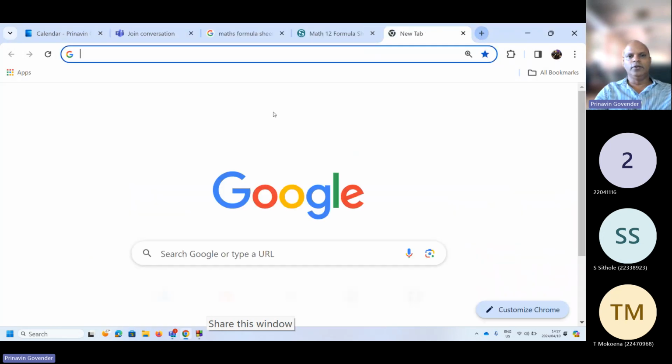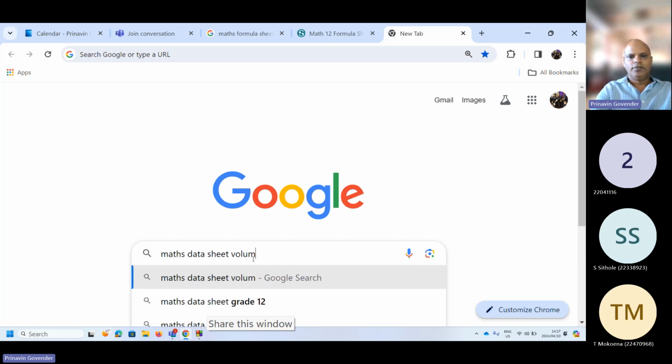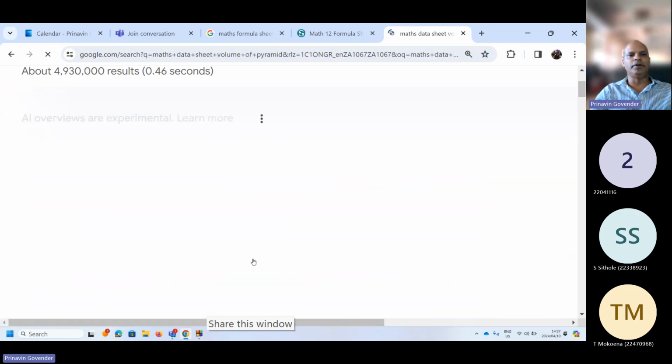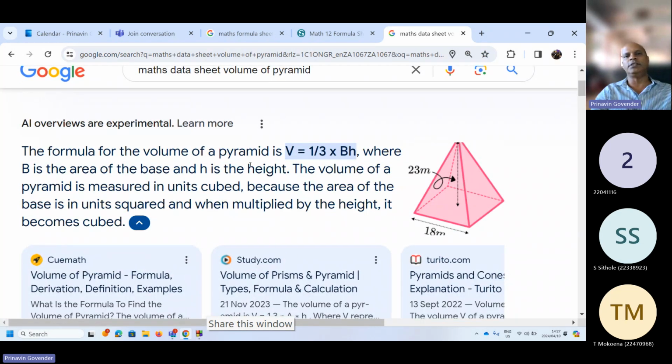Let's go and look for maths data sheet, volume of pyramid. So we want to take volume of a pyramid. There we go. The formula for volume of a pyramid is 1/3 times base times height, where the b is the base and the height.